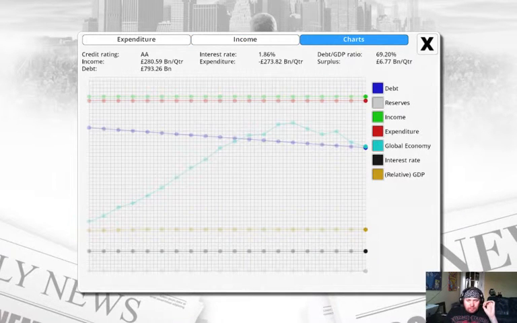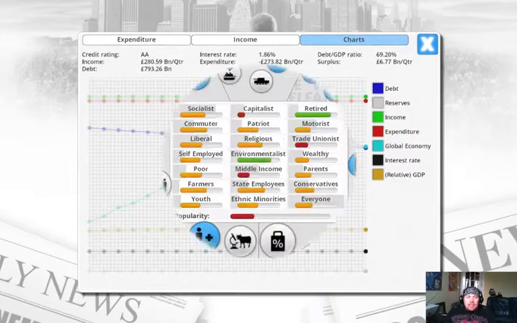So, as you can see, massive. Massive debt as well, inherited debt of 793 billion from the previous government, so we perhaps need to try and do something about that.